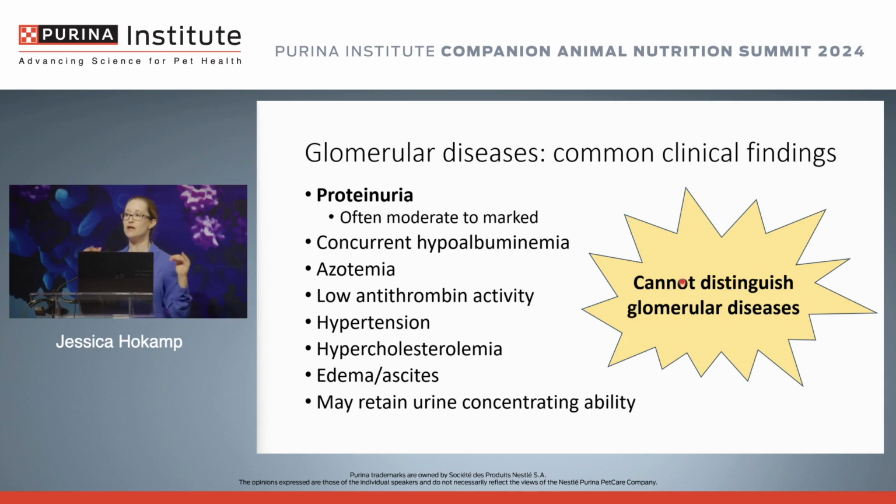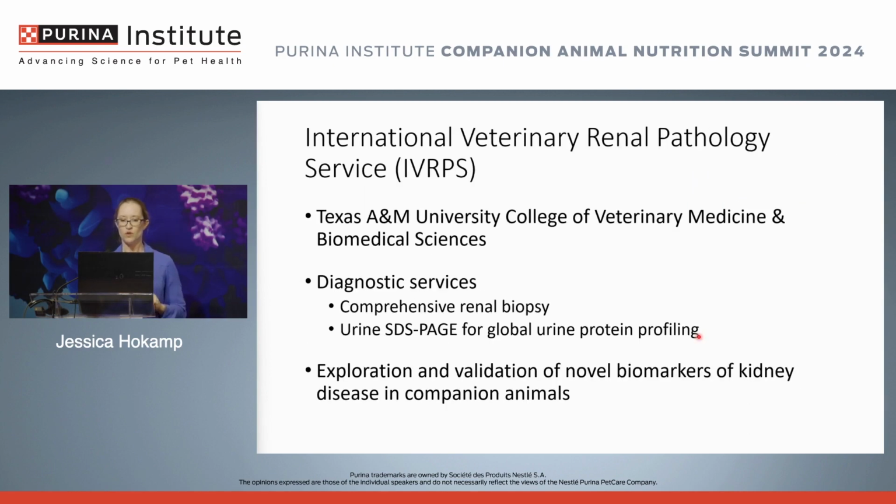Very importantly, none of these findings or the values, analytes, that we look at in clinical pathology can distinguish individual glomerular diseases. So I cannot look at a urine protein creatinine ratio and say, that dog definitely has ICGN, or that dog definitely has amyloidosis. I might lean a little bit more towards one or the other type, ICGN versus non-ICGN, but I really can't definitively say that without a renal biopsy. And so that's where I get into our service.